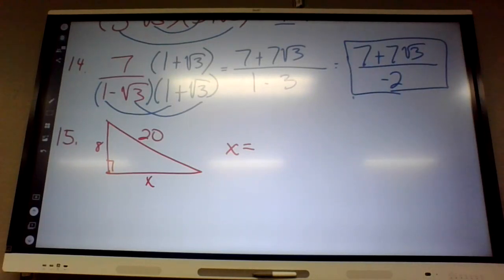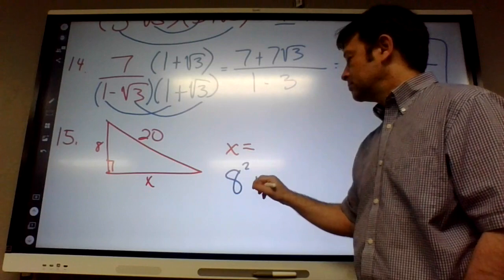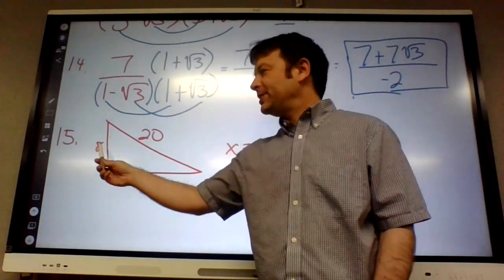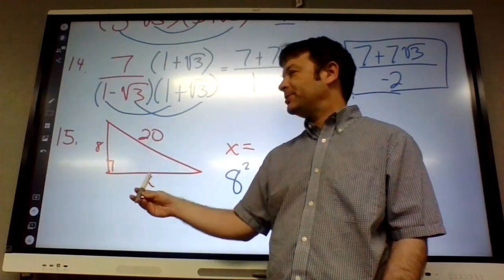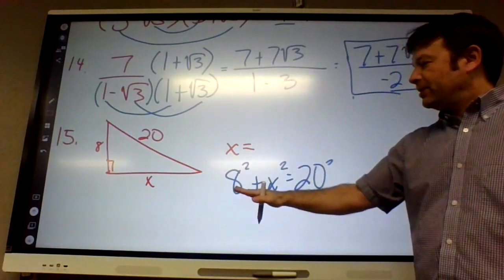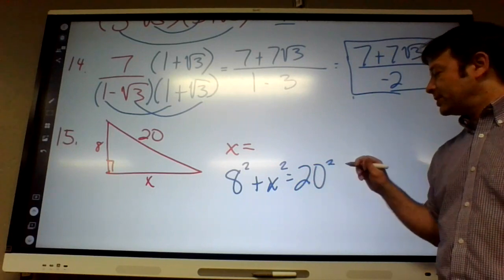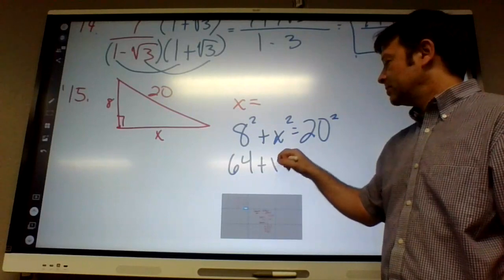Okay, 15, this is a little bit trickier than number 3 was, Paxton. You remember how we set these up? So a squared plus x squared equals 20 squared. Just think, it makes sense. The 2 smaller ones should add up to the bigger one, right? Not the bigger one plus the smaller one. And also, of course, they're squared. A squared plus b squared equals c squared. So 8 squared is 64.